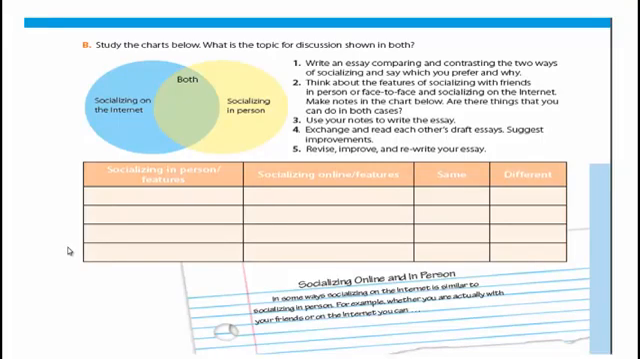Now, once we have listened to the recording, study the charts below. What is the topic for discussion shown in both? We've got socializing on the internet and socializing in person. What does the writer mean by socializing? Socializing means getting to know people, sharing feelings, making new friends, and so on. And the point of discussion here is: is socializing face-to-face in person different from socializing online? What do you think?